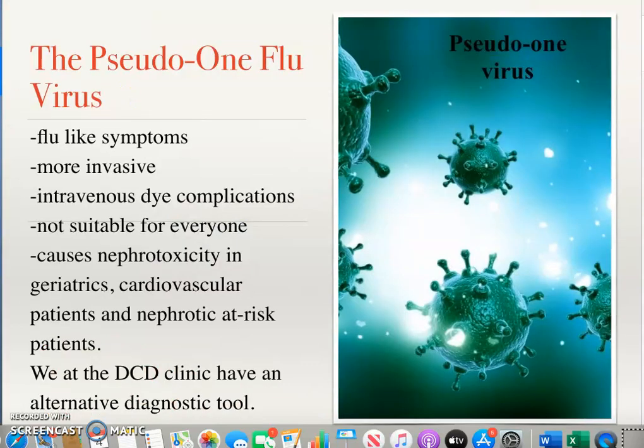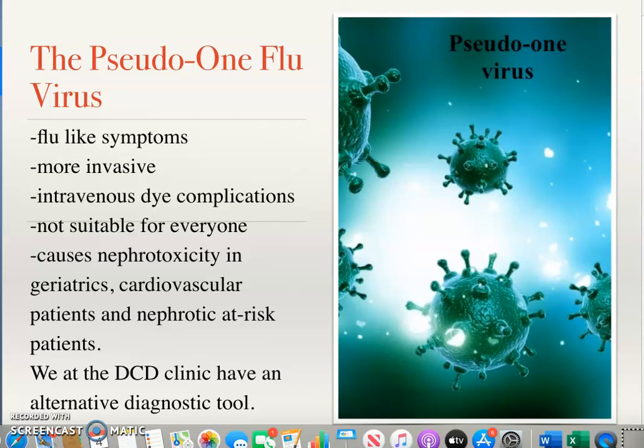This virus has flu-like symptoms, but it's more invasive with no vaccination yet developed. The current standard diagnostic test to differentiate it from regular flu virus requires injecting patients with an intravenous dye. The injection with dye is not suitable for everyone, and it can cause nephrotoxicity, especially in geriatric and cardiovascular patients.